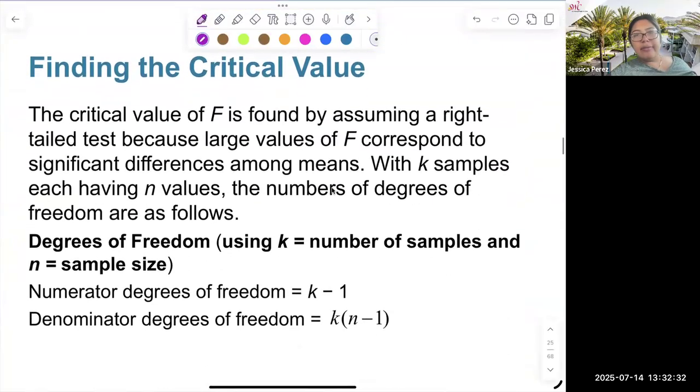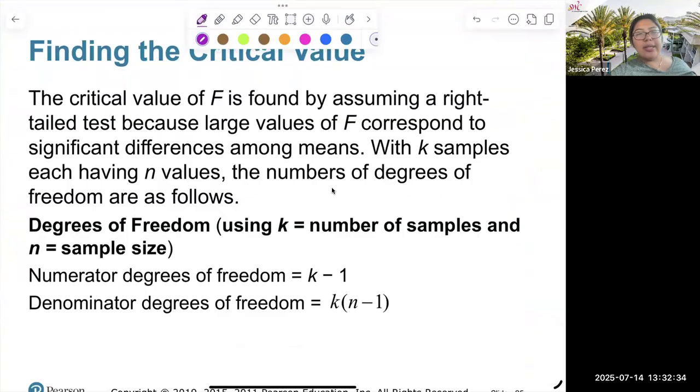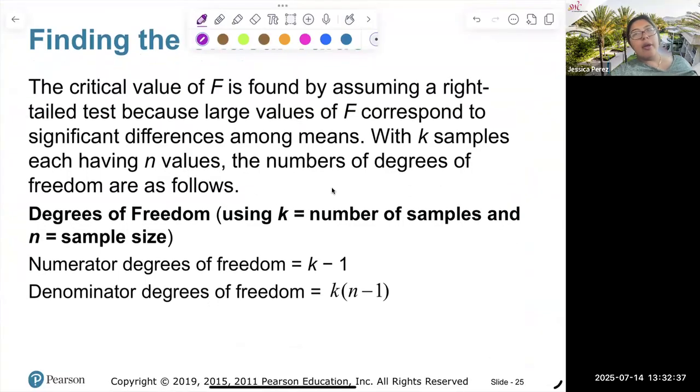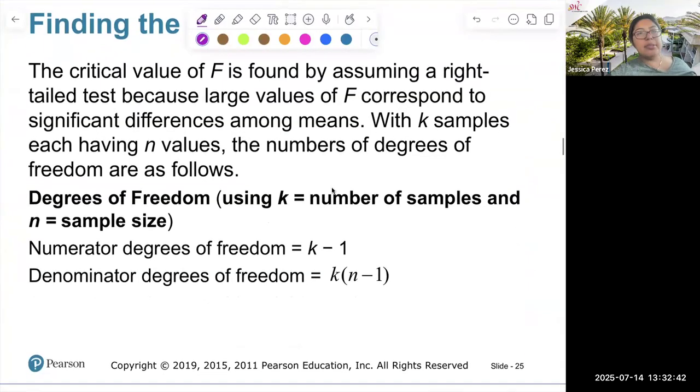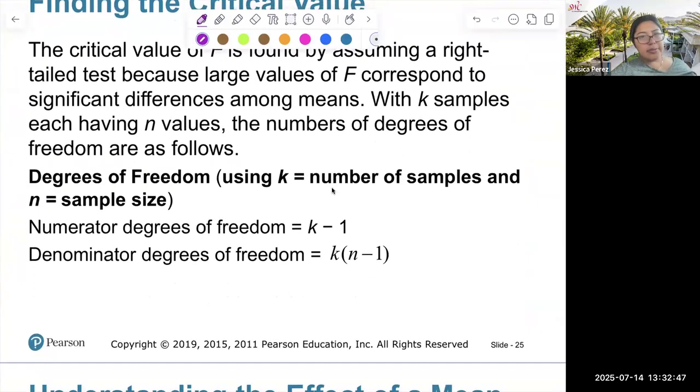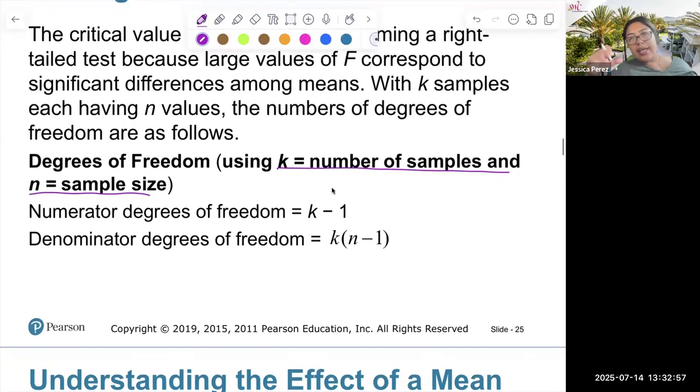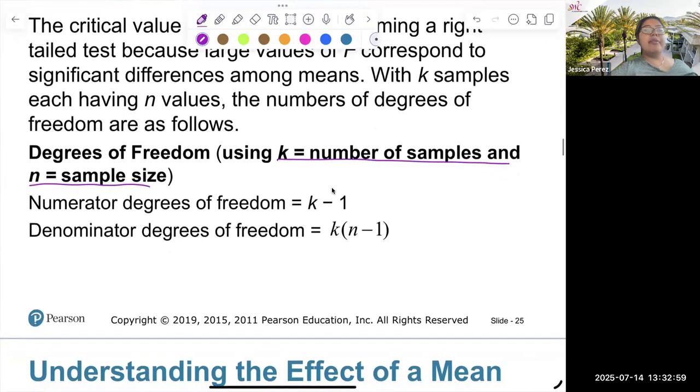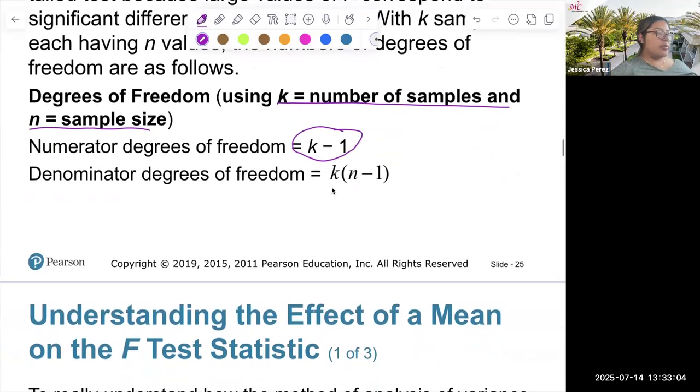The critical value of F is found by assuming a right-tailed test, because large values of F correspond to significant differences among means, with K samples each having n values. The number of degrees of freedom are as follows. We are going to use K as the number of samples and n as the sample size. So how many samples do we have versus what is the sample size of each sample? The numerator will have degrees of freedom of K minus 1. The denominator will have degrees of freedom of K times n minus 1.